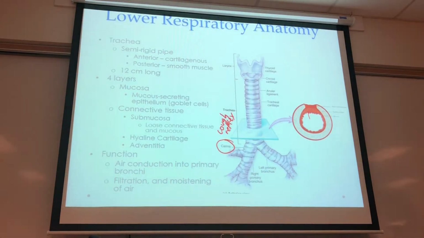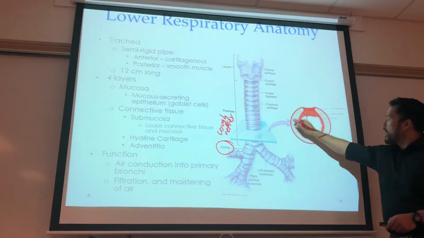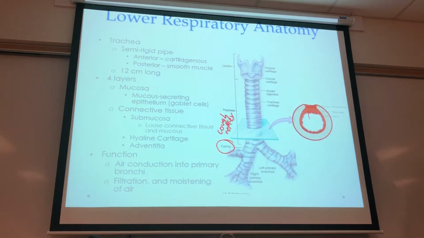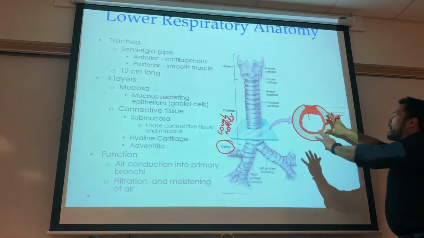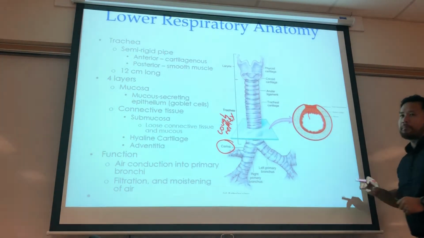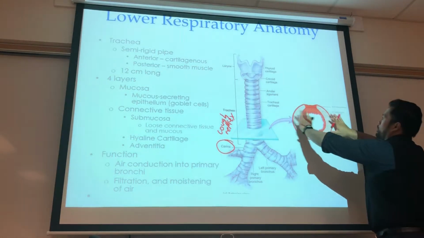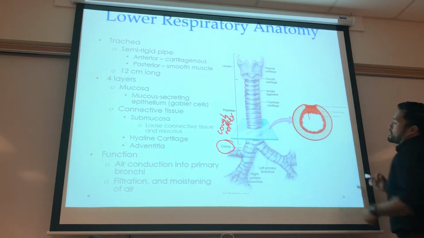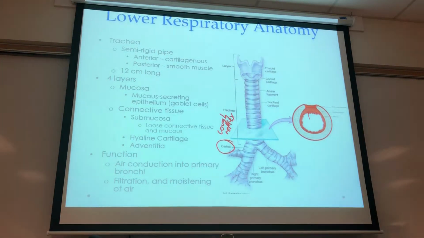So, lower respiratory anatomy. Here you can see everything below the larynx. The thing about the trachea is it's semi-rigid, in which the anterior portion is cartilaginous and the posterior is going to be made of smooth muscle. This is fairly important because right behind it is the esophagus. That smooth muscle allows for the adrenergic receptors as well as the cholinergic receptors to respond, allowing the trachea to open up a little bit more, as well as to dilate or to constrict.